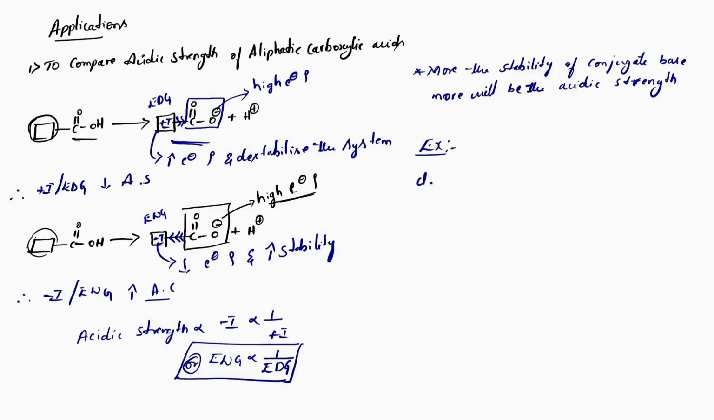That is ClCH2COOH, Cl2CHCOOH, Cl3CCOOH. First, second, and third. You have to compare the acidic strength. What is the difference in these cases? There is a difference in number of negative inductive groups. In third one, we have 3 negative inductive groups. More the negative inductive group, more it withdraws the electron and more will be the stability. Therefore, third one is more acidic than second one and second one is more acidic than first.